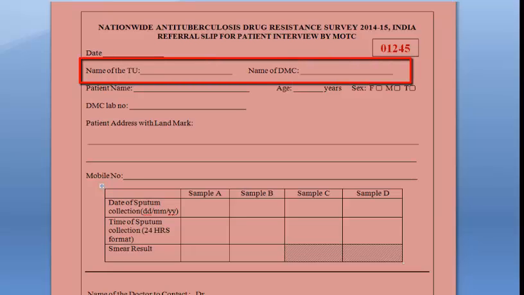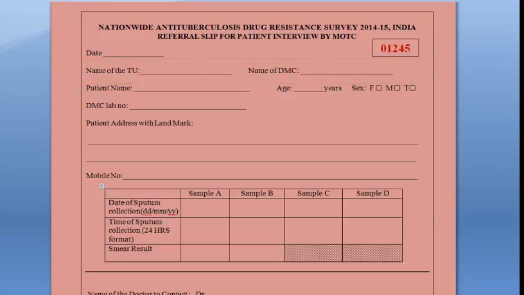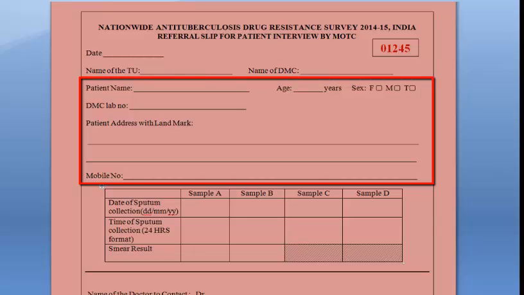The name of the DMC issuing the referral slip and the name of the TB unit is written down in the relevant space. The other patient details such as patient name, age in years, sex, DMC lab number and patient address with landmark is recorded by the DMC LT. The contact telephone number of the patient should also be recorded without fail.